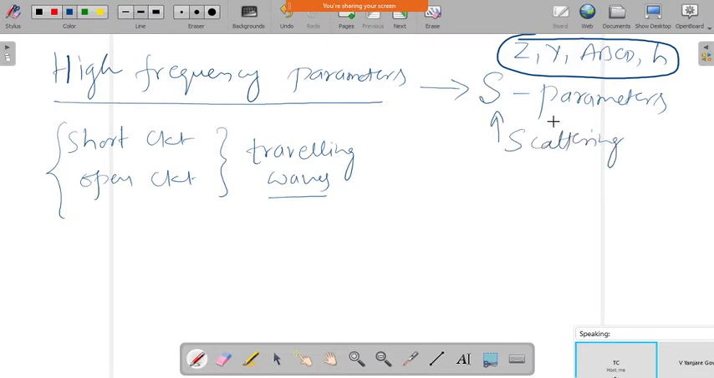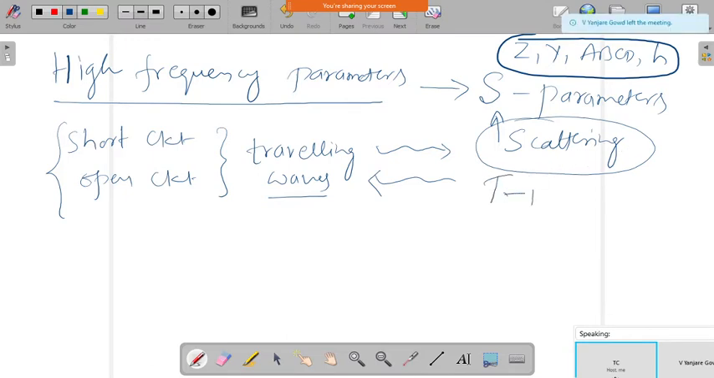Why scattering? Because we have the traveling wave. Whenever we apply a voltage to a circuit, we will have an incident voltage and a reflected voltage; that is, the device will scatter. If there is an impedance mismatch, those scattered waves, which are the traveling waves, give us the scattering parameters. That is what the high frequency parameters are. We can also have the transmission parameters, or T parameters.